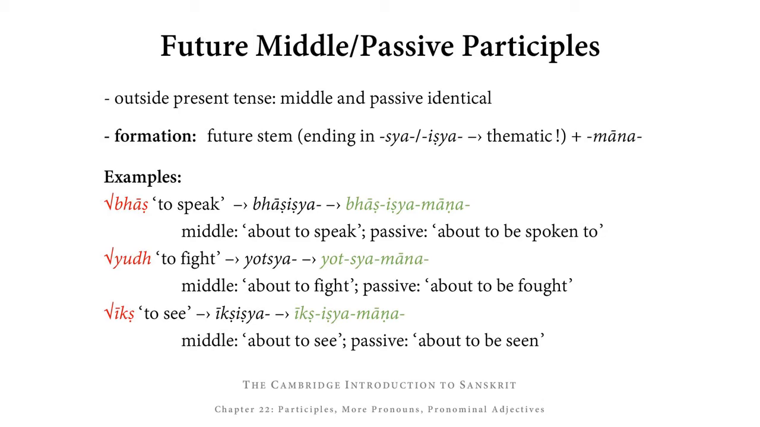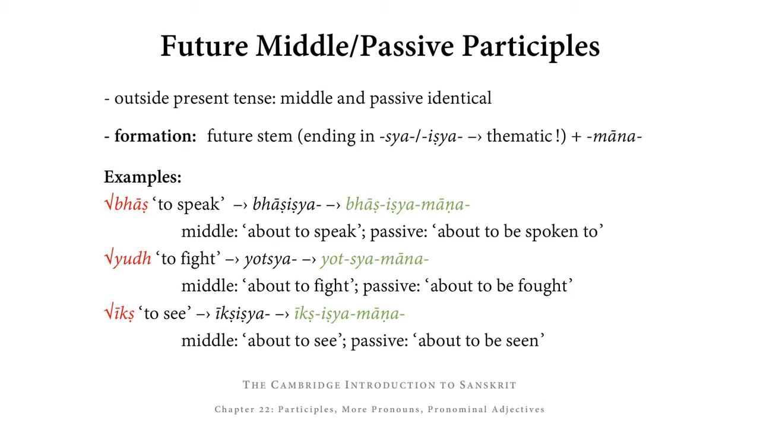To look at a couple of examples, of bhash, to speak, we have the future stem bhashishya and the future middle or passive participle bhashishyamana, which if it's middle means about to speak, or if it's passive means about to be spoken to. Of yud, to fight, we have the future stem yotsya with some internal sandhi, and the future middle or passive participle yotsyamana. If it's middle, it means about to fight. If it's passive, it means about to be fought.